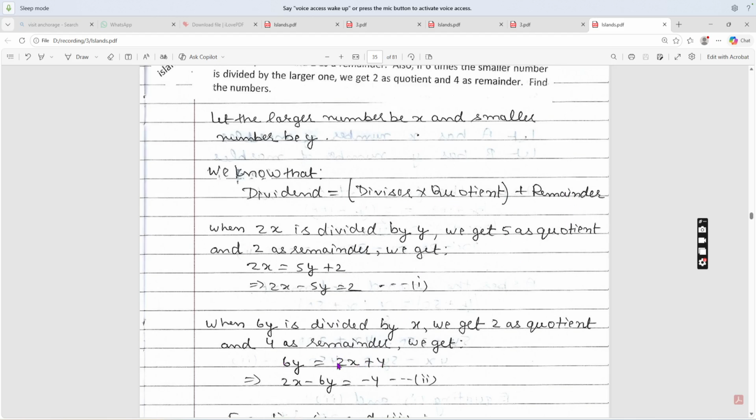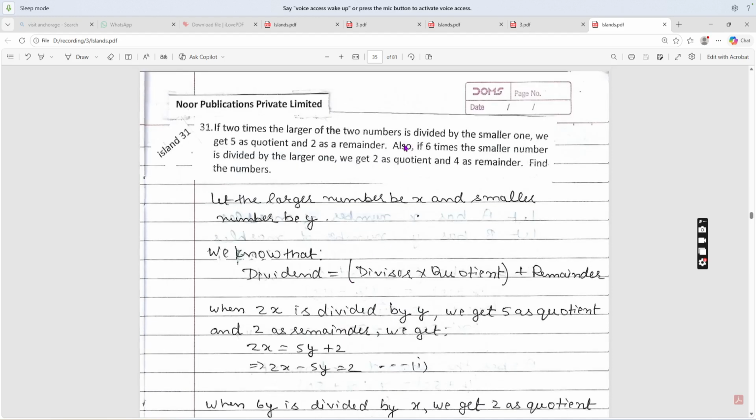Now from where do we get this? From the question itself. It is the second condition: also, if 6 times the smaller number is divided by the larger one. Now what is the smaller number? y. What is 6 times the smaller number? That will be equal to 6y.